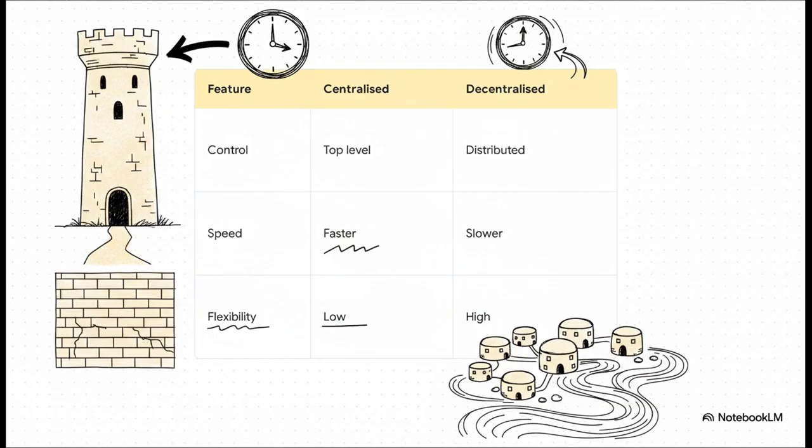But wait, look at flexibility. Centralized has very low flexibility. A rigid top-down rule just doesn't adapt well to local, on-the-ground problems. Decentralized, however, has extremely high flexibility. If a local manager spots a sudden change in their specific market, they have the power to pivot immediately without begging for permission from headquarters.